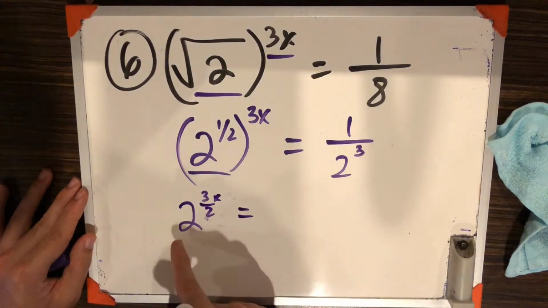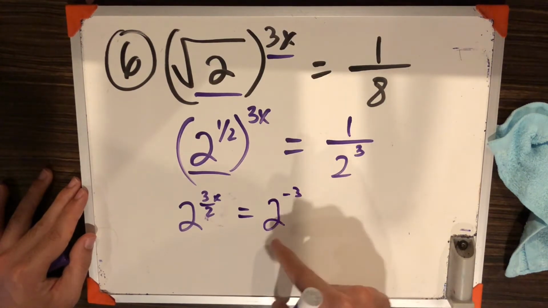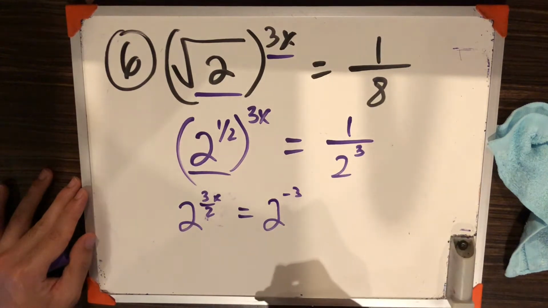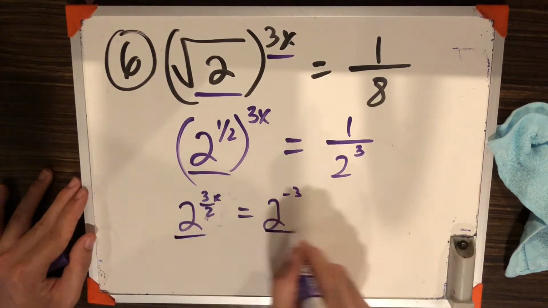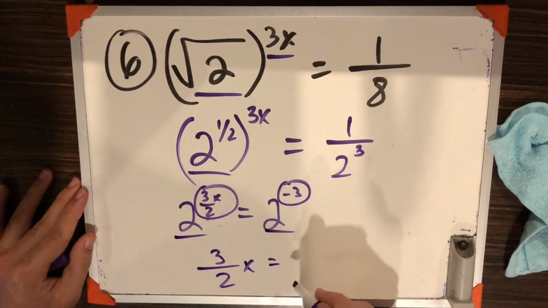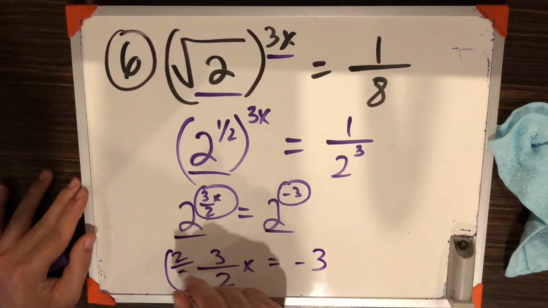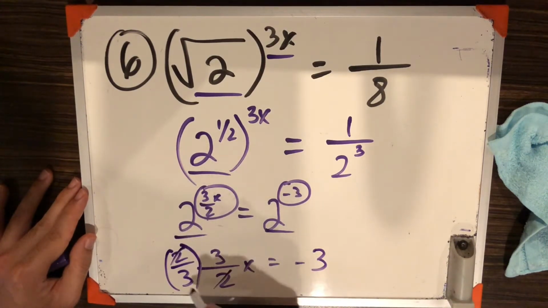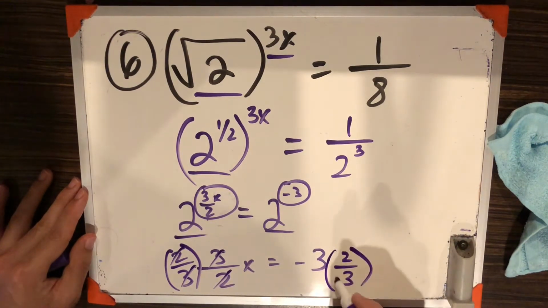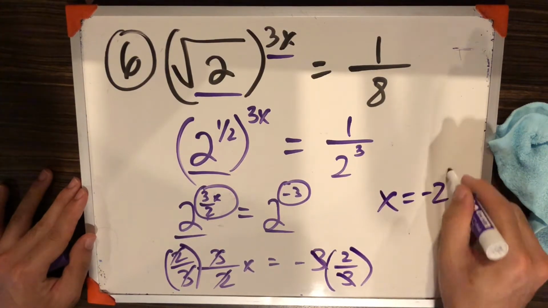And then, again, I'm looking for a base of 2. Let's change this to 2 to the negative 3. Again, this and this all mean the same thing, okay? Alright, same base. I can set these equal to each other, so 3 over 2x is equal to negative 3, okay? I can multiply by 2 over 3 just to cancel those out. And then do the same thing here, 2 over 3. Okay, those 3's will end up canceling out, so x should be equal to negative 2.